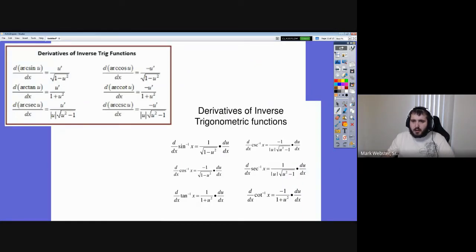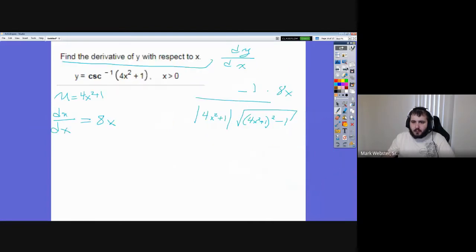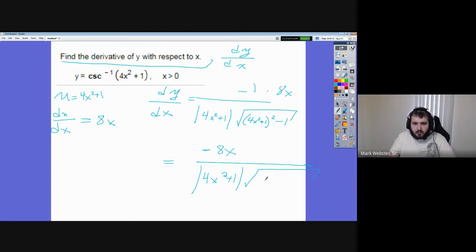Negative 1. Yeah, good. And once again, go ahead and take the time to make it nice and pretty, if you like. Negative 8x over this madness for x squared plus 1 times the square root of... yeah, and there it is. All right, next one.